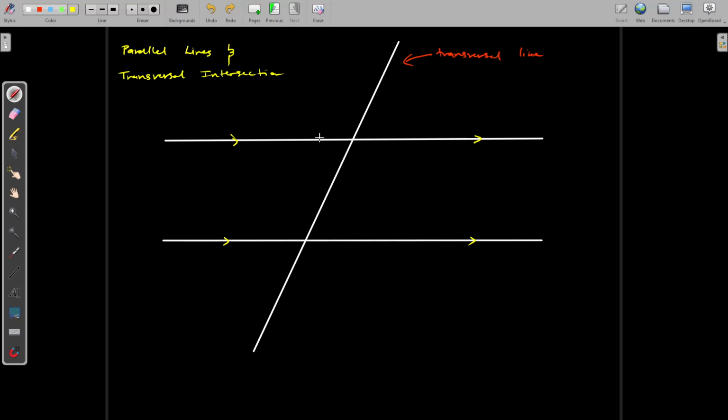Also, we have what we refer to as, so let me color code this. So what we have here and here is what we can refer to as vertically opposite angles.